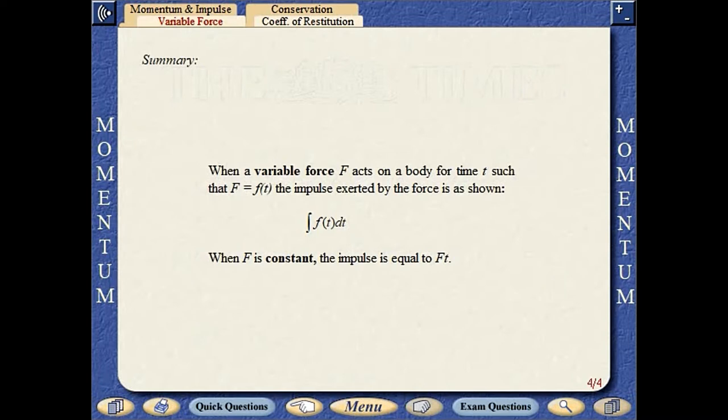When a variable force, F, acts on a body for time t, such that F is a function of t, the impulse exerted by the force is as shown. When F is constant, the impulse is equal to F times t.